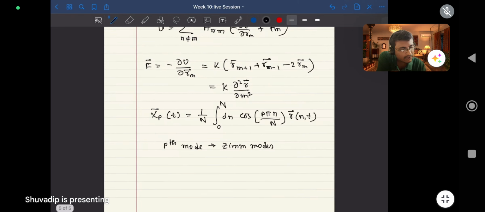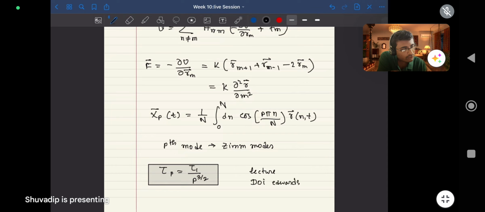And in this case, instead of tau p going like tau 1 by p squared, which was in the Rouse model, if you do the calculation, you can follow the lecture, it will appear like p to the power 3 by 2. You can follow the lecture for the detailed calculation, or Doi and Edwards for more detailed calculation. But essentially, the relaxation time associated with the pth mode is given by the first mode by p to the power 3 by 2.